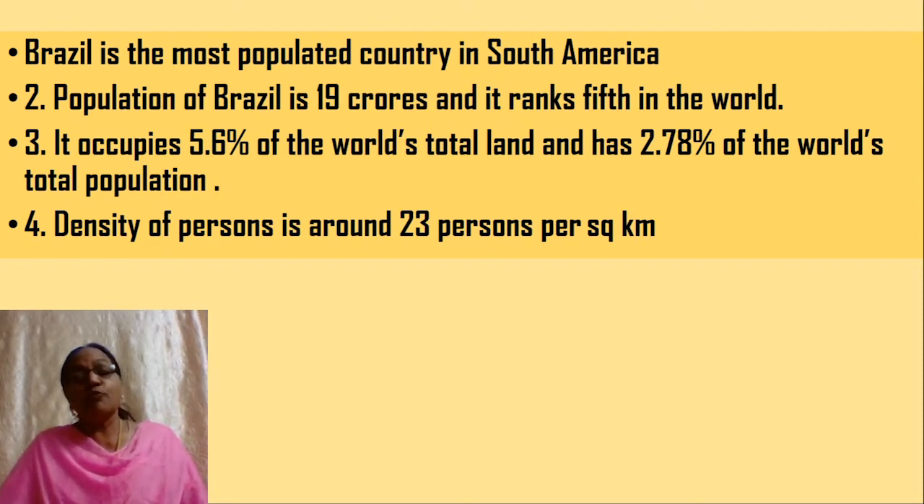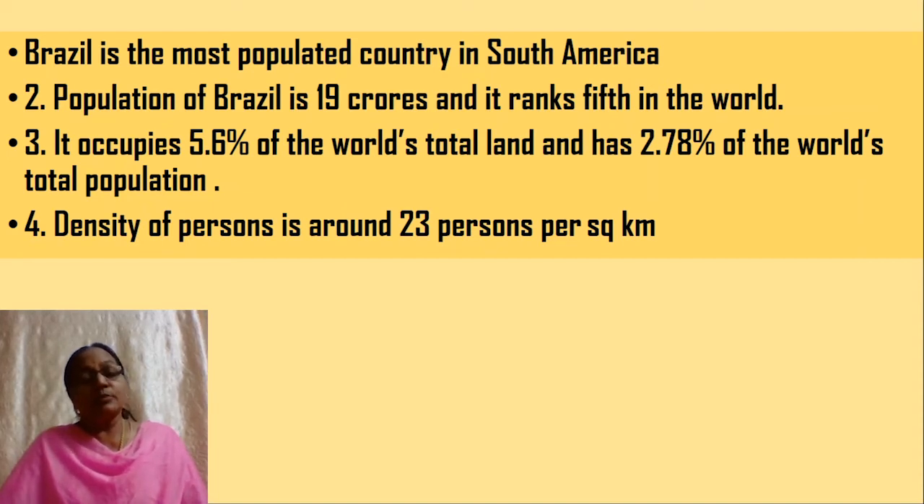Brazil occupies 5.6% of the world's land area. And when it comes to total land area also, we find it is the fifth in the world, and has 2.78% of the world's total population. Now, compare that with India. What about the population of India? It is 121 crores. Here, the population of Brazil is only 19 crores according to the 2010 census.